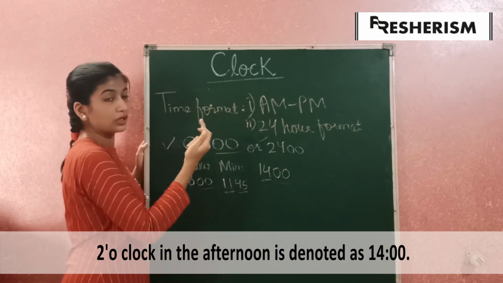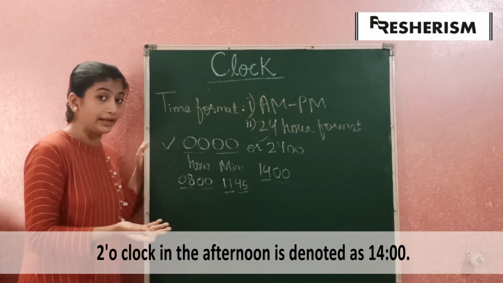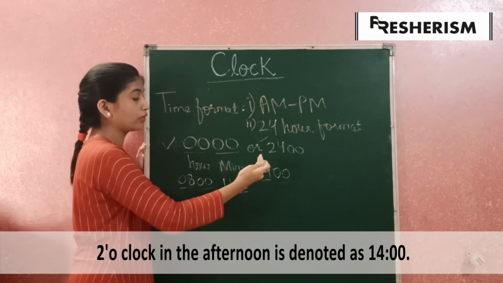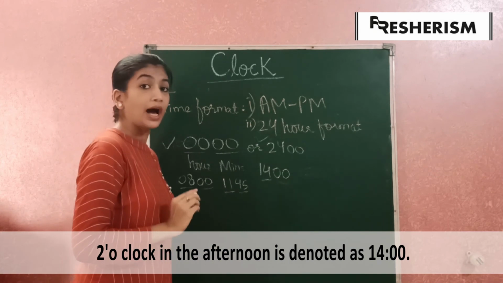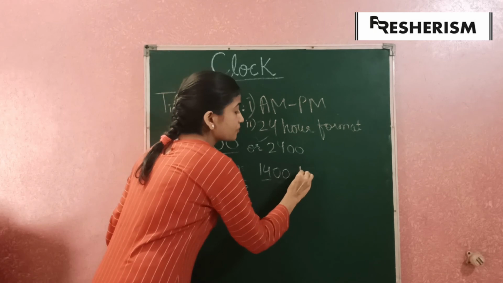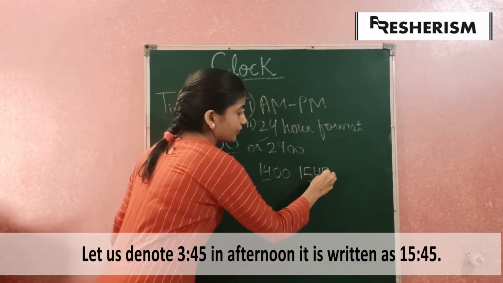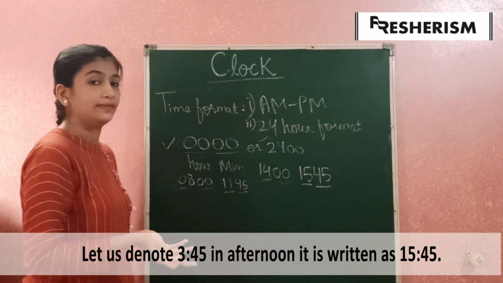Because in the 24-hour format, post 12 midday, 1 o'clock is known as 13, 2 o'clock 14, and so on. Suppose it is 3:45 in the afternoon, then in the 24-hour format it is written as 15 for the 3 and 45 for the minutes. So 15:45 for 3:45 in the afternoon.